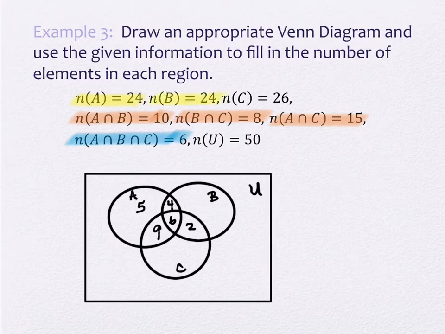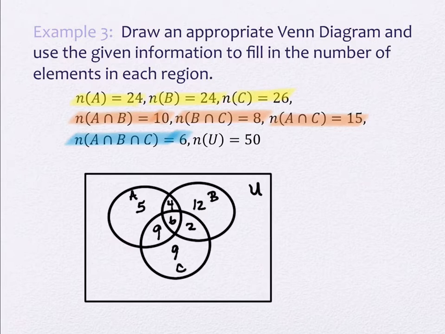I can do the same thing for circle B. This is all circle B. I've got a 4, 6, and 2, 12. It's supposed to be 24, so how many am I missing? 12. Last one is circle C. All of this is supposed to add up to 26. How much is there so far? 17. So how many more do I need to make 26? Yep, it's 9.